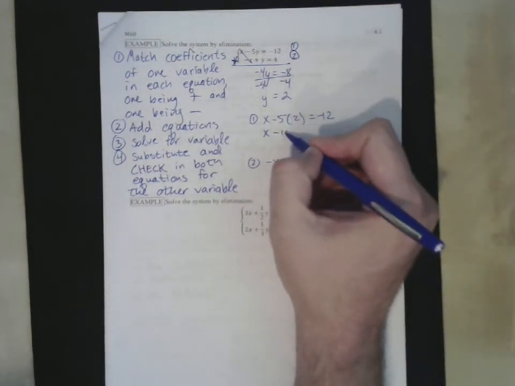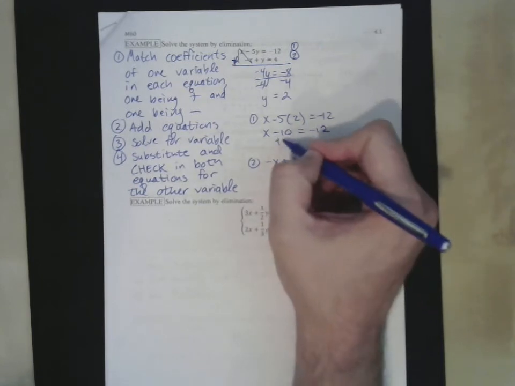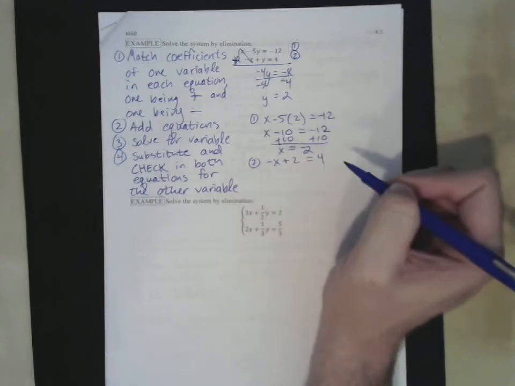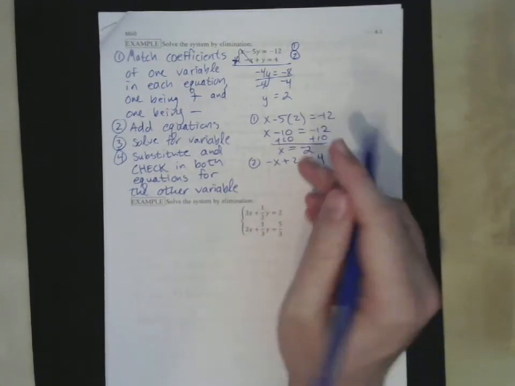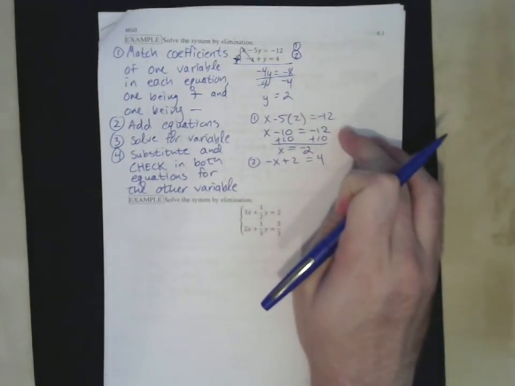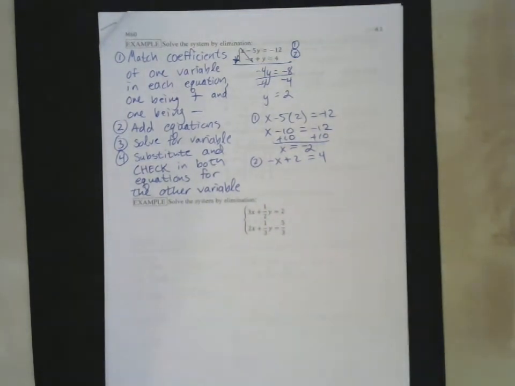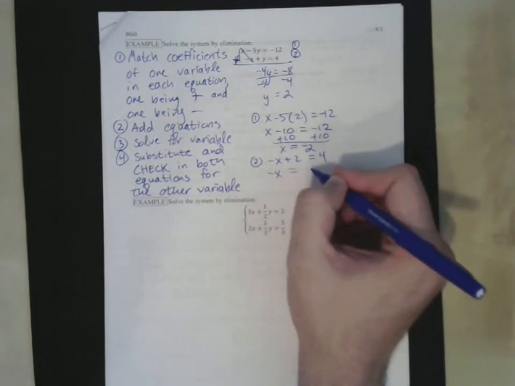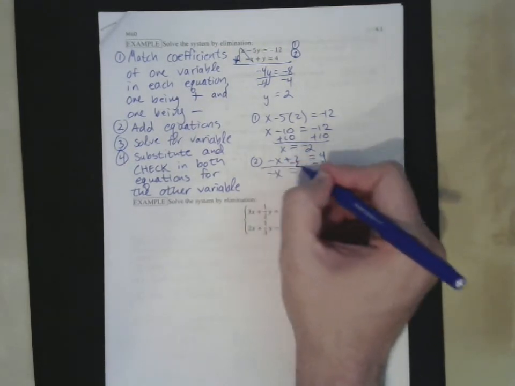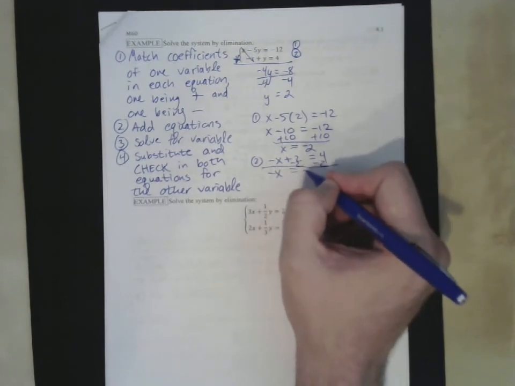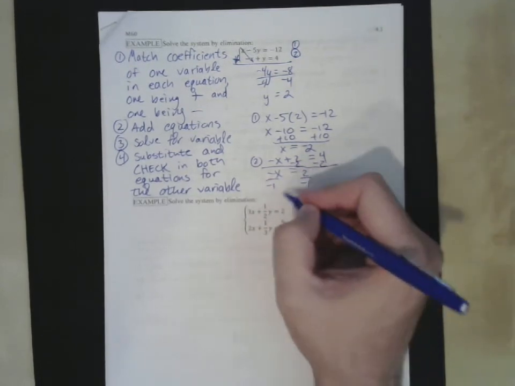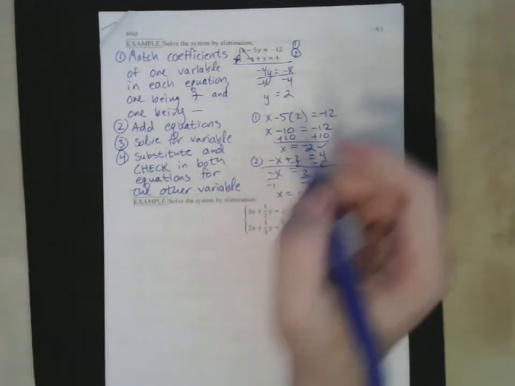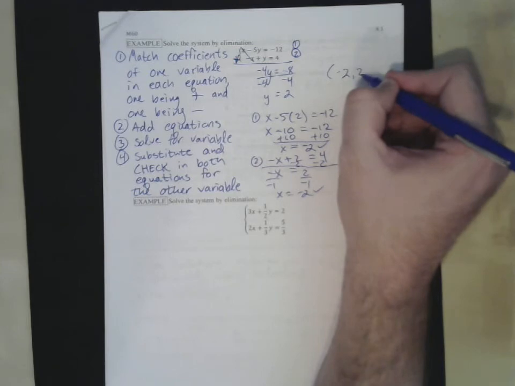So we have x minus 10 should equal negative 12. Add 10, and we get x equals negative 2. So now if we've done this correct, either this part up here or this part, then the answer in our second check here will be negative 2 as well. Negative x plus 2 equals 4, subtracting 2 from both sides, negative x equals 2, divide by negative 1, and we get x equals negative 2. So since we've got both of them, our check is complete, and our answer then is negative 2, 2.